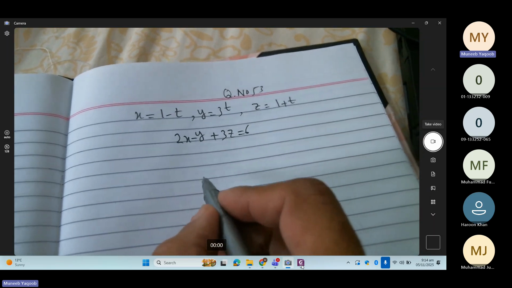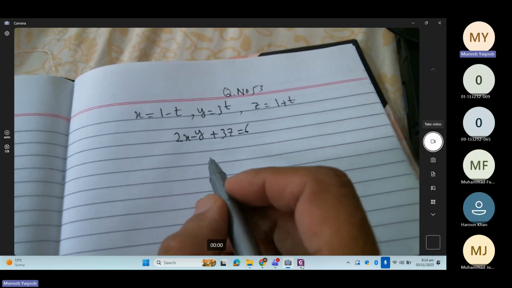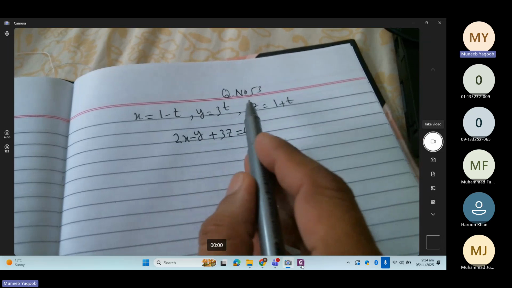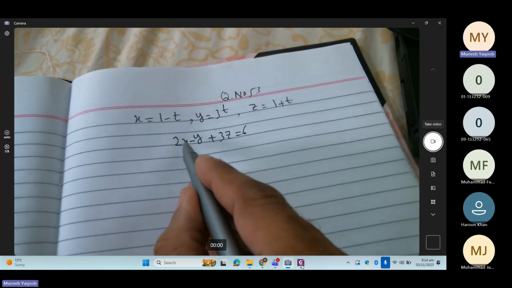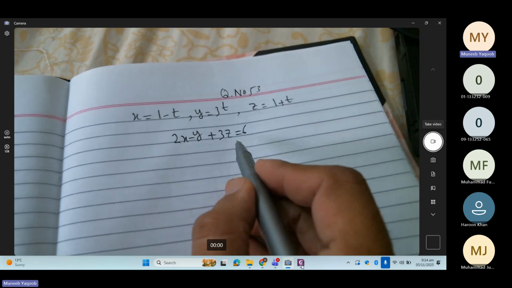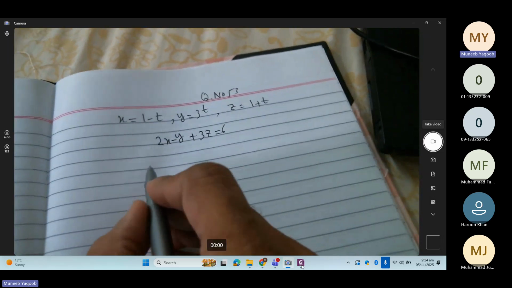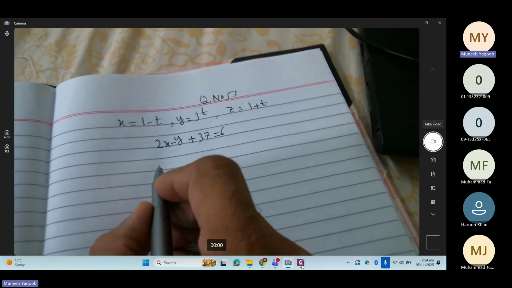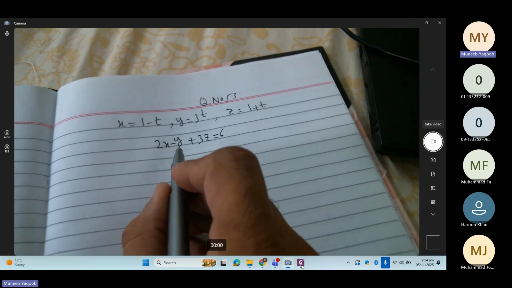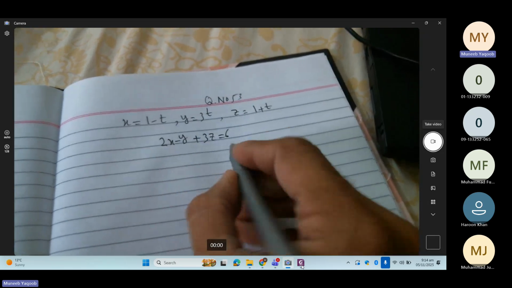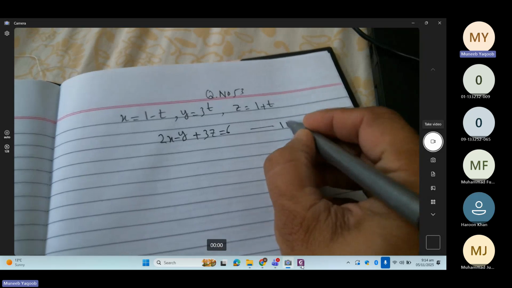Now we need to find the point of intersection of this straight line with this plane 2x minus y plus 3z equals 6. So it is a very simple thing. How can we do that? We will put the values of x, y, and z in terms of t into equation number 2.